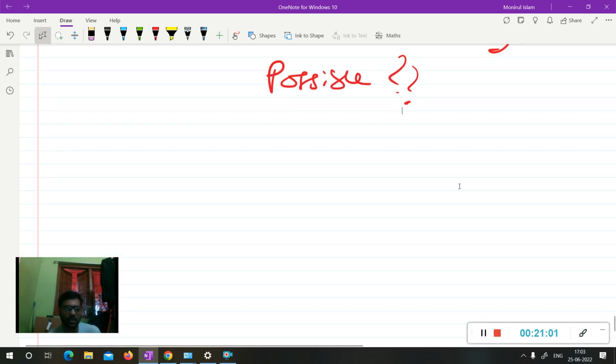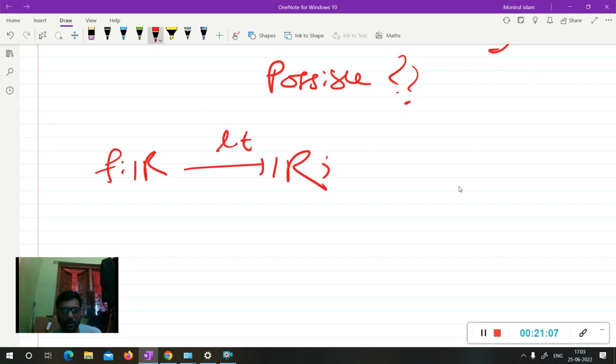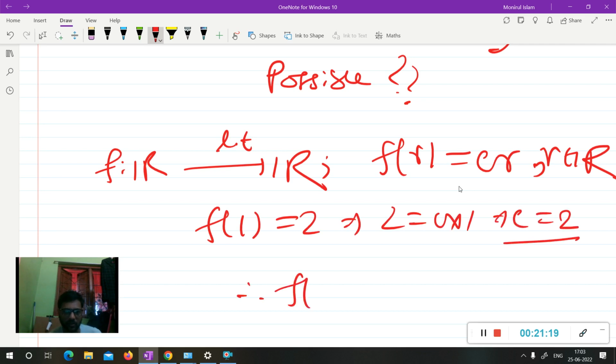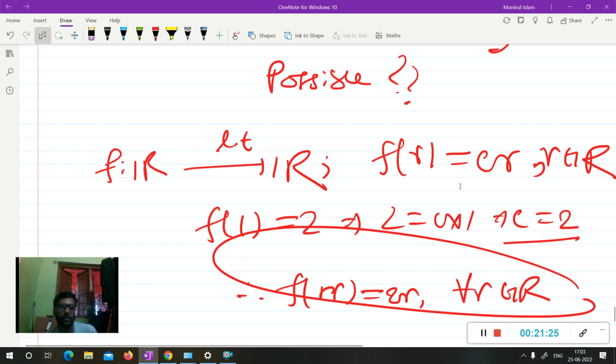We know that if f is a linear transformation from R to R, then f must be of the form f of r equal to Cr for r belongs to R. Now if we apply the condition f of 1 equal to 2, then this gives 2 equals C into 1. This means C is 2. So this transformation will be f of r equal to 2 into r for all r belongs to R.